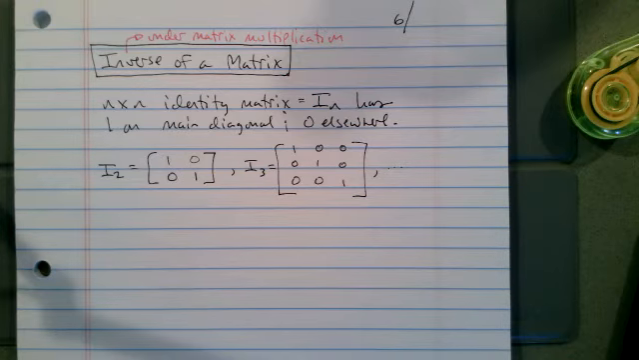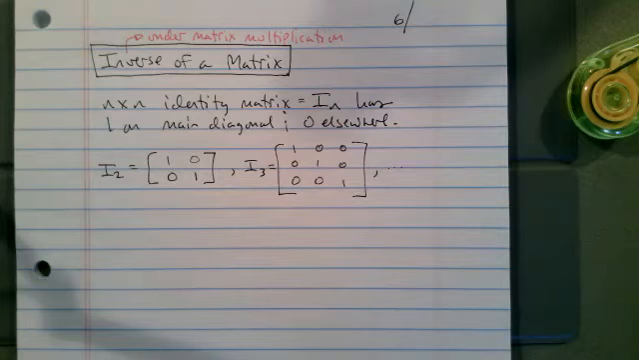So a matrix is invertible. Sometimes a matrix does not have a multiplicative inverse, just like some real numbers don't have multiplicative inverses. In fact, only one real number doesn't have a multiplicative inverse. What real number does not have a multiplicative inverse? So 0 is the only real number that does not have a multiplicative inverse.